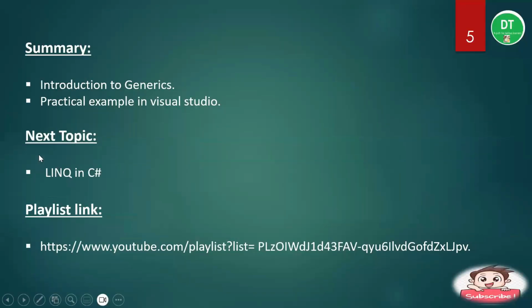So today we have gone through the introduction to generics, and in that we have seen what generics is, how to create a generic type, what the advantages of generics in C sharp are, and after that we have also seen a practical example in Visual Studio and the output of our program. My next topic will be LINQ in C sharp .NET, which is a very important and helpful topic.